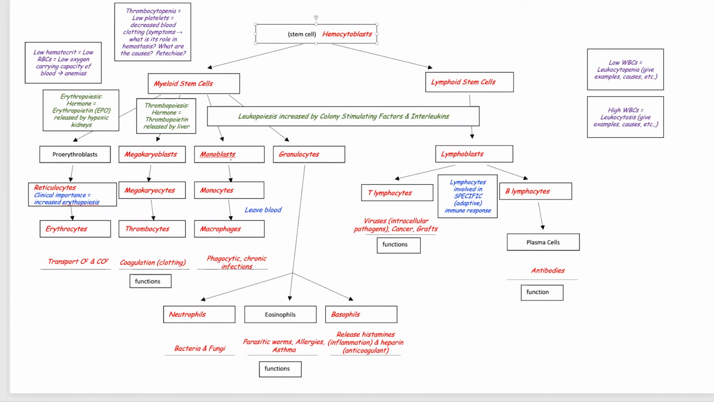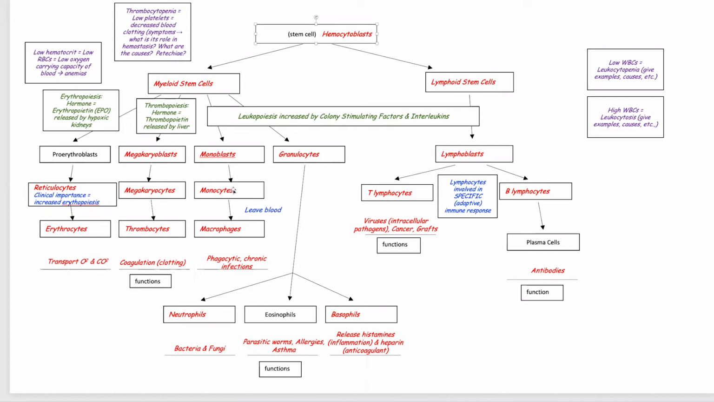Let's look at the monoblast. The monoblast will become monocytes. Remember, monocytes are agranular cytes. They are the largest of the leukocytes, and you learned about this in lab. When they leave the blood vessel, they become macrophages, which are large phagocytic cells.